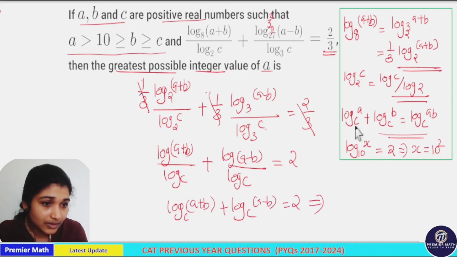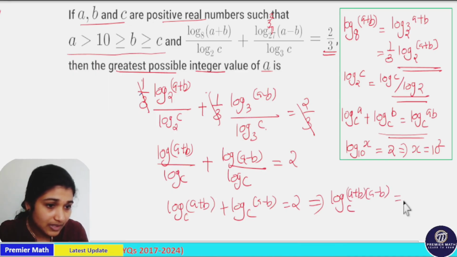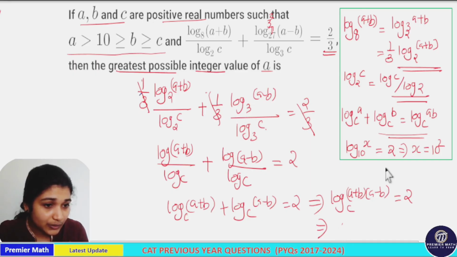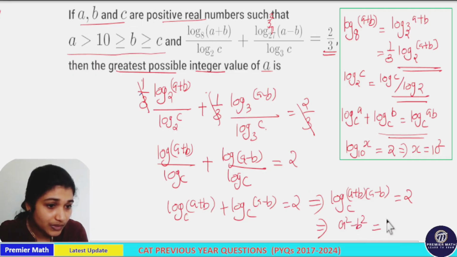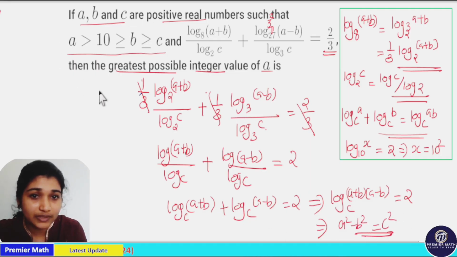Now apply the third property. So this will become log (A plus B) into (A minus B) to the base C is equal to 2. From this, if you apply the fourth property, (A plus B) into (A minus B) is equal to x, which is equal to A square minus B square. A square minus B square is equal to C square. So we got the property from this. Now apply this property.